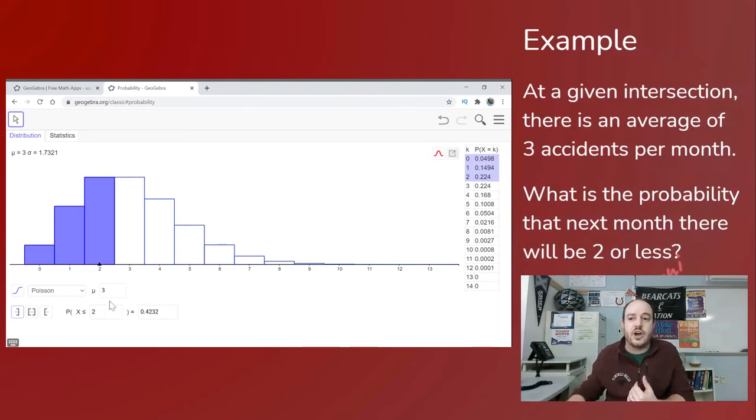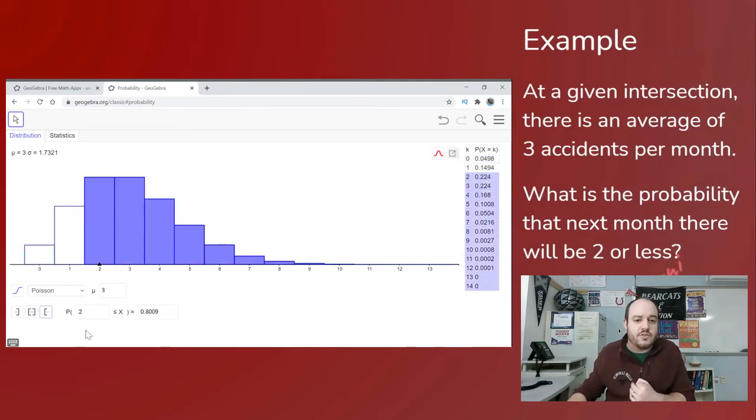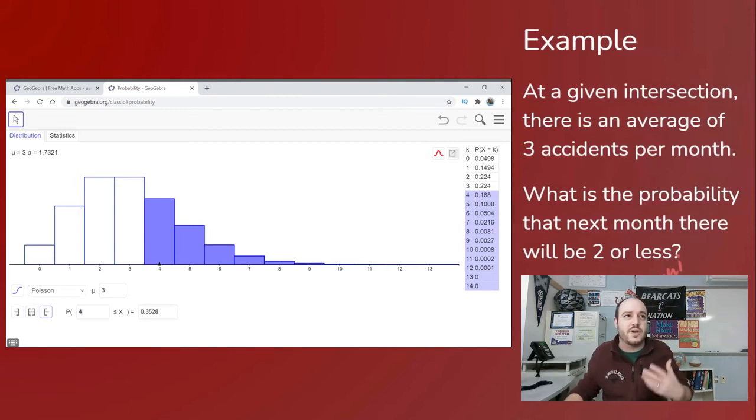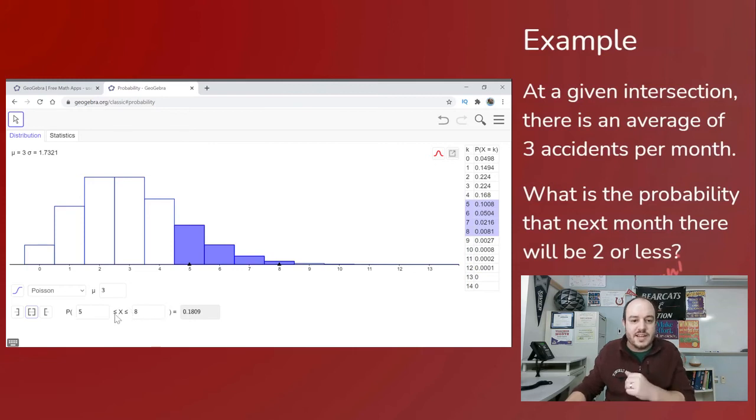If I said I wanted to know four or more, I could go and hit the above button over here and just switch that to four and hit enter, and you can see it highlights them all over here. I could say I want to know the probability that there will be somewhere between 5 and 8, including those numbers. Look at that, 5 and 8 is already the one that popped up, but I might want to just go and click in there just to make sure and hit enter, and it gives us the probability for that.